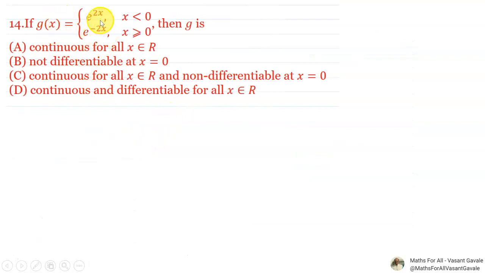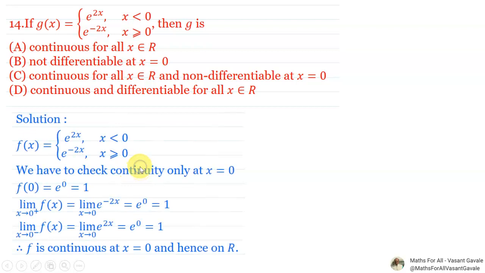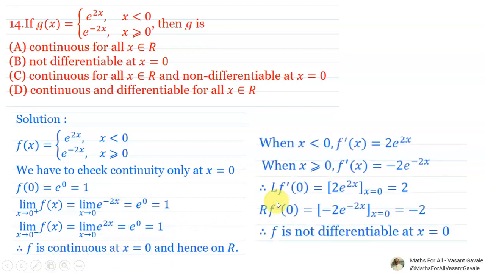If g of x equals e raised to 2x for x less than 0, and equals e raised to minus 2x for x greater than or equal to 0, then g is okay. Now here for the given function we have to check the continuity at x equal to 0. F of 0 is e raised to 0, that equals 1. Here is the right hand side limit. Taking the right hand side function, e raised to 0 is 1. Left hand side limit again is 1. All the values are equal. F is continuous at x equal to 0 and hence on R.